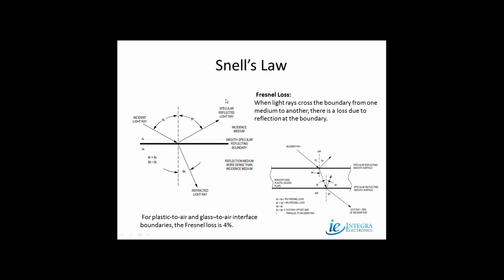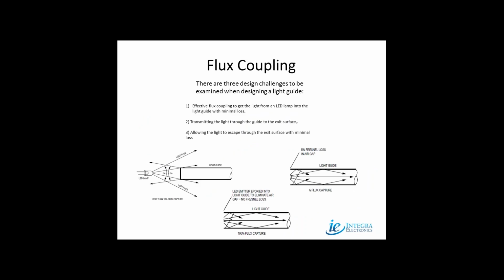All right, thank you, Chris. Over the years, engineers always ask us, what's the light loss between the LED and the light pipe? A good basic light loss, in this case called Fresnel loss, is about 4%. From the light source to the light pipe, going through the air and being captured by the light pipe, you can expect a minimum of 4% light loss. We'll talk a little bit about that through flux coupling.